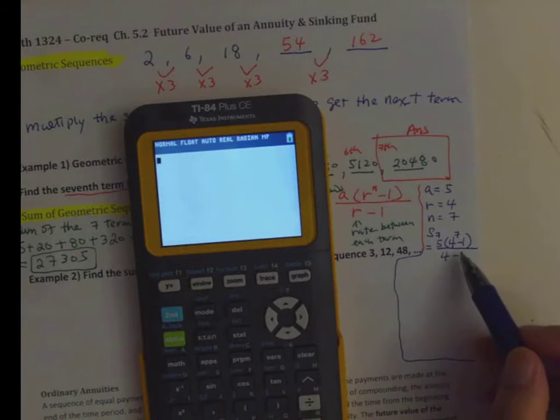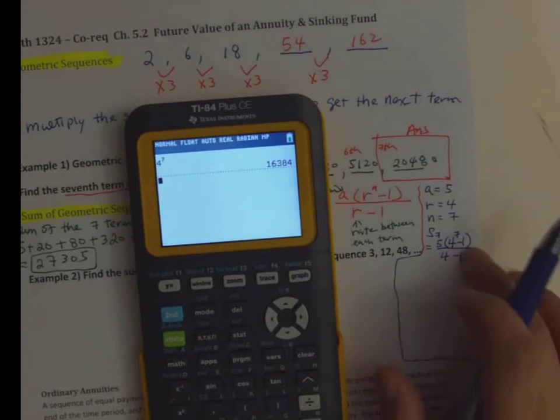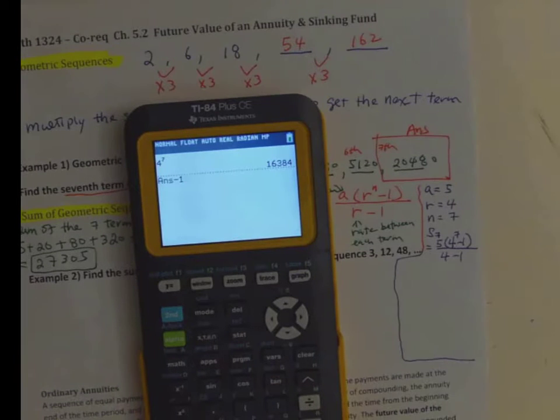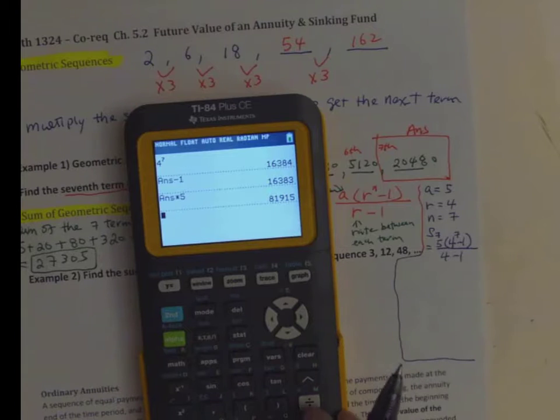So I like to do it in order of operations. If you know how to plug it in one step, that's good for you. But I'm going to do 4 raised to the 7th power, enter, then subtract 1. That's the top part, multiplied by 5. Oops, sorry. And then this is the numerator, which I need to divide by the bottom, 4 minus 1, which equals 3, right?